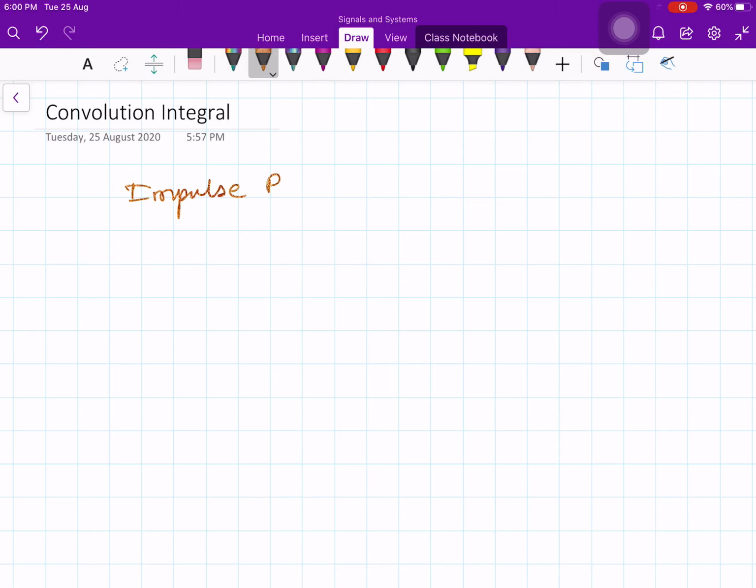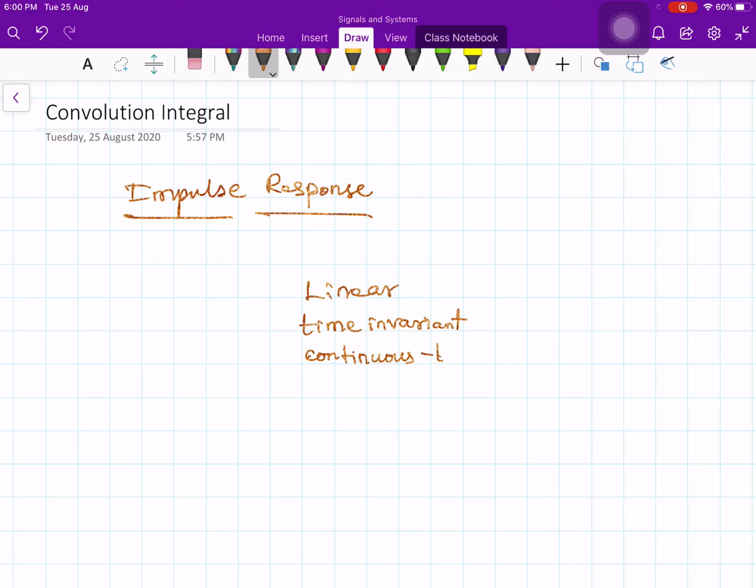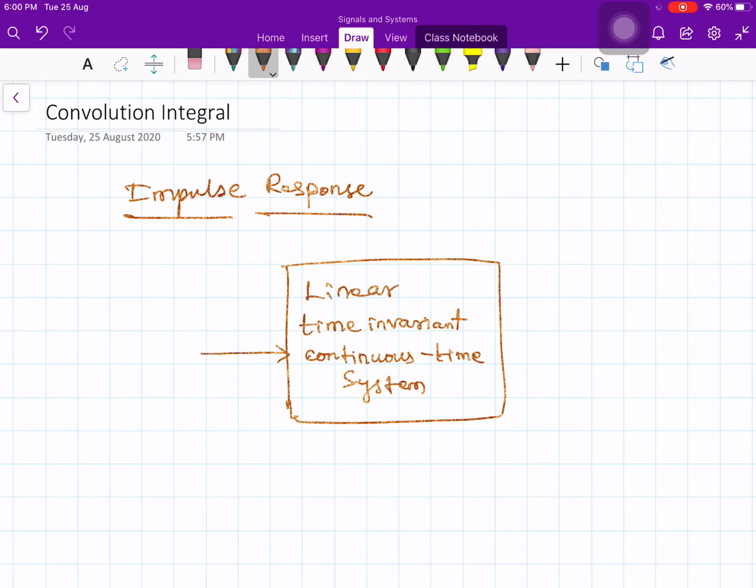For this I am going to consider a linear time invariant continuous time system. Now the input is not an arbitrary input, let us say del of t, a continuous time impulse, and the corresponding output is denoted by h of t. What is h of t? Impulse response, the response due to impulse.